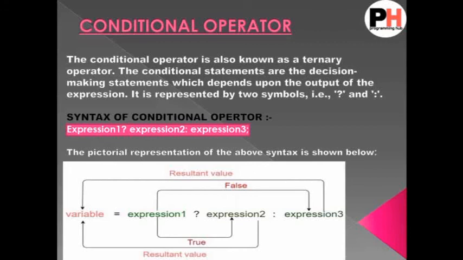So you are seeing that there is a pictorial representation of the syntax. So I will explain. In the above syntax, expression 1 is a condition that can be either true or false. If expression 1 results in a true value, then expression 2 will execute. Okay, and expression 2 is said to be true only if it returns a non-zero value.